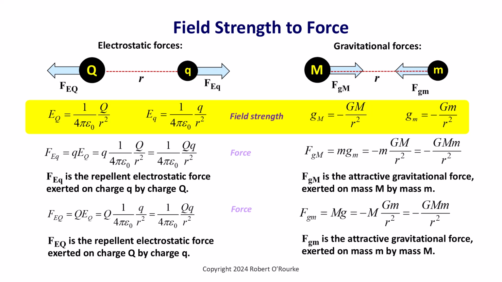The subscripts in the field strength equations, capital Q, capital M, and small m, refer to the charge or mass from which the field emanates. E sub capital Q is the field strength emanating from charge capital Q. G sub capital M is a gravitational field emanating from mass capital M.